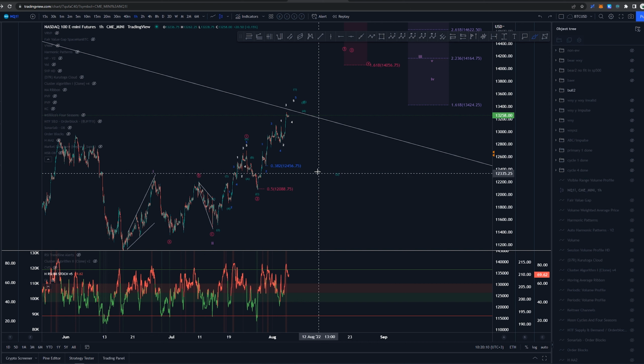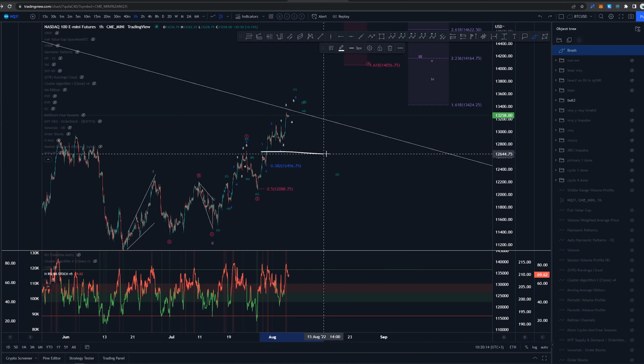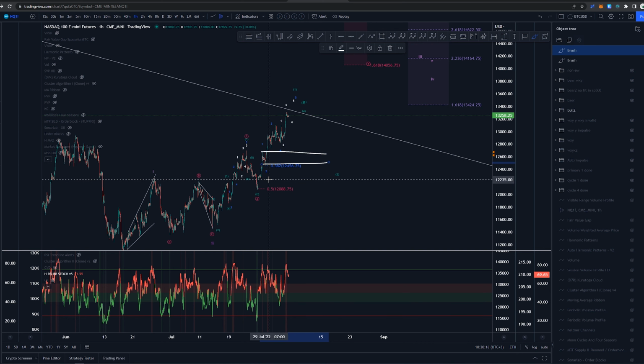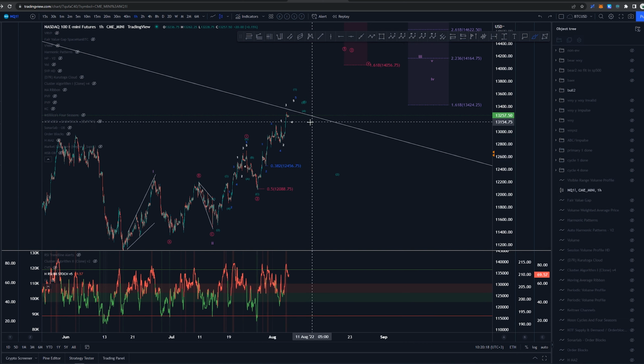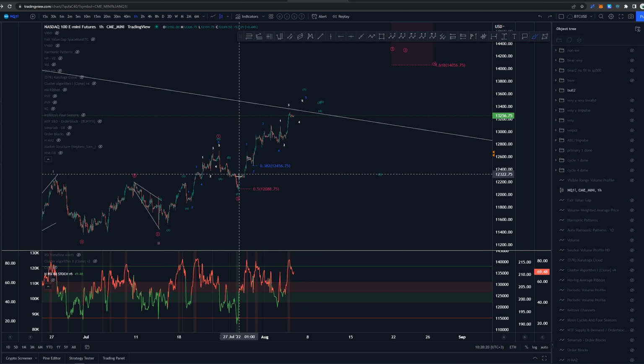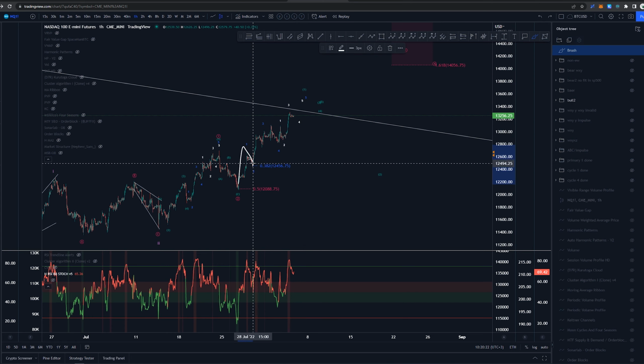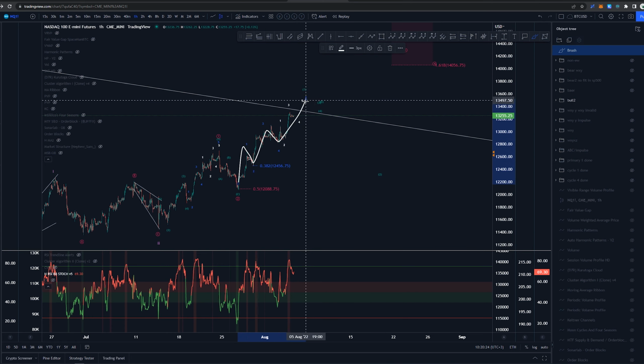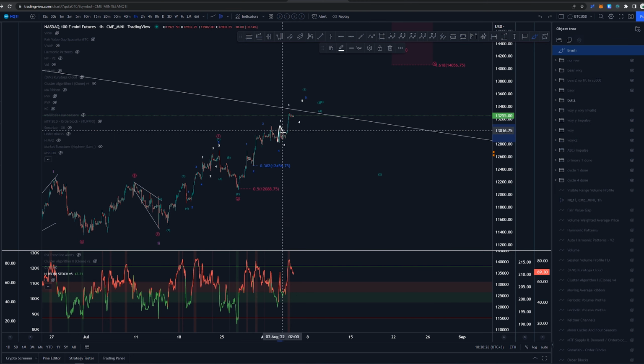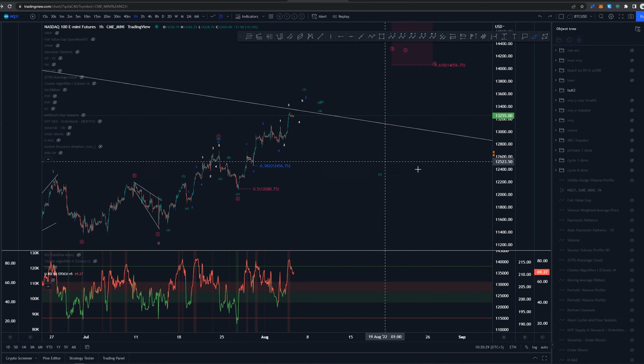For wave 2 here, we would be looking again for a 3-wave pullback back to around these previous support areas that we're going to be having. At the moment, it does not seem like this is finished yet. I can see this as a 1 2 3 4 and looking for the last 5 here, and this can be labeled as 1 2 3 4.